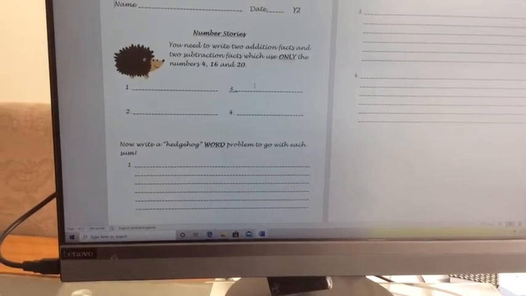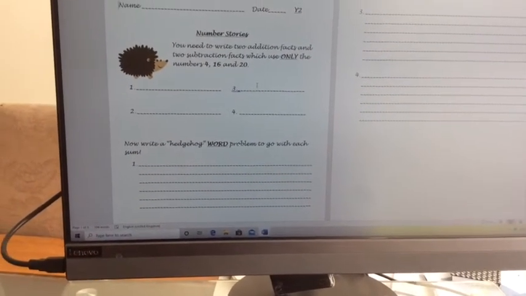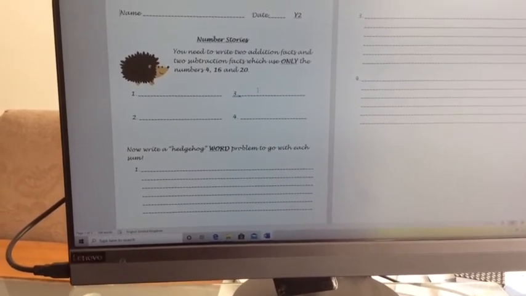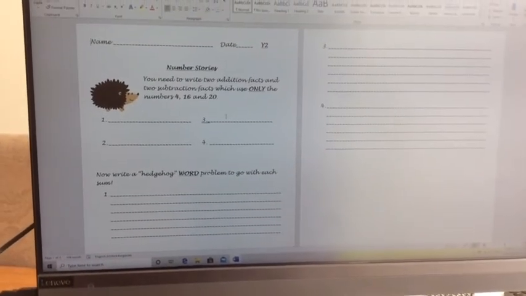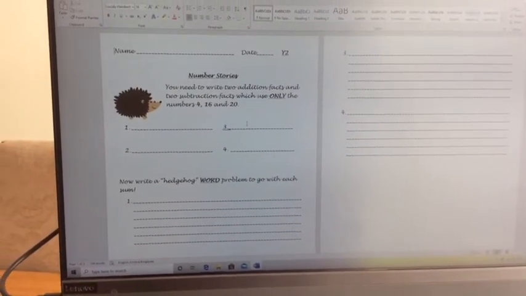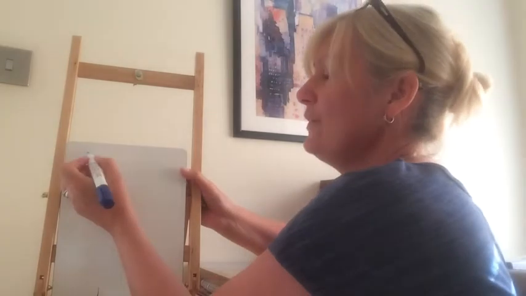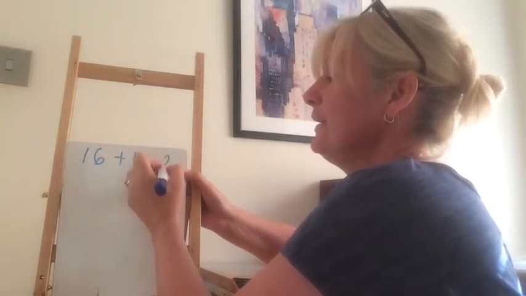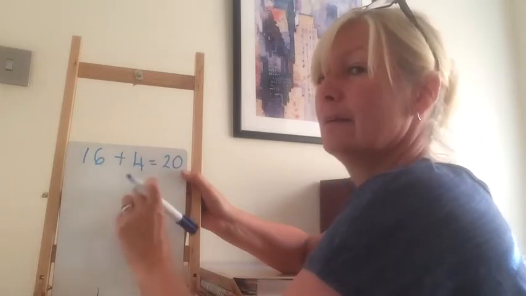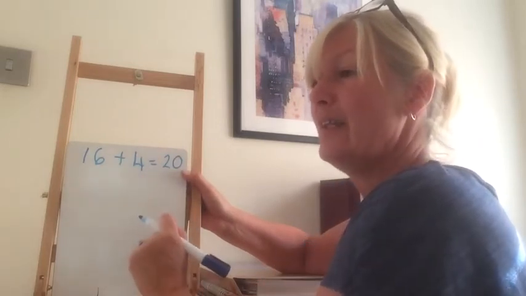Now you need to find your sheet, number stories, and it's got a cute little hedgehog on it. And you can see there I've written the numbers that were in that number story that you saw on the screen. 4, 16 and 20. So now on the sheet you need to think of 2 addition sums using those numbers and 2 subtraction sums using those numbers. So if you chose the 16 add 4 equals 20, what would the other addition sum be? Have a think and write it down.